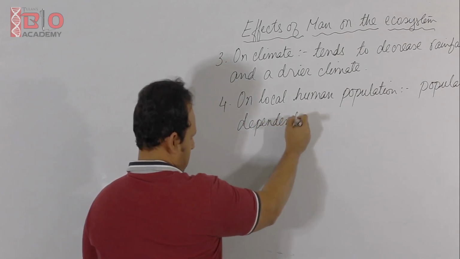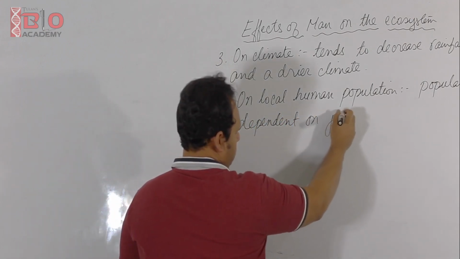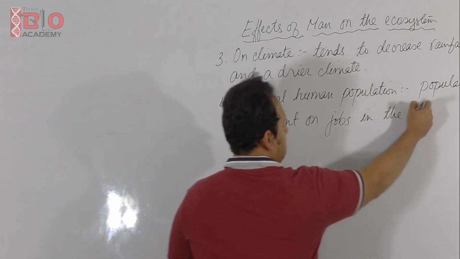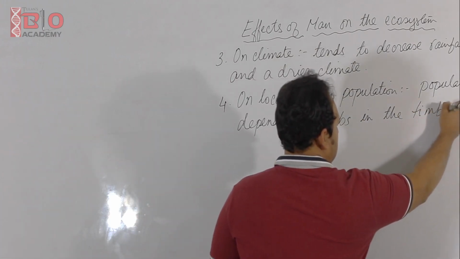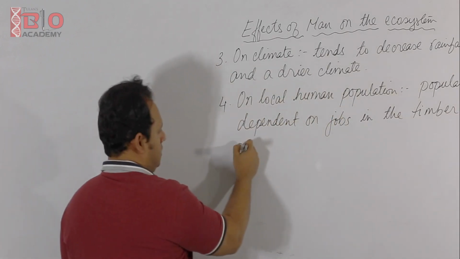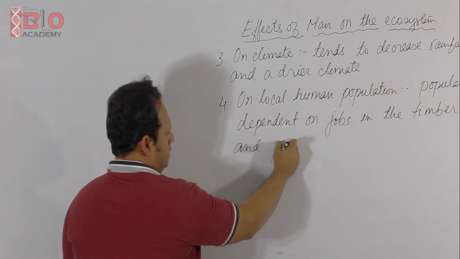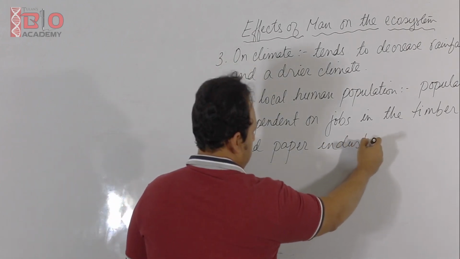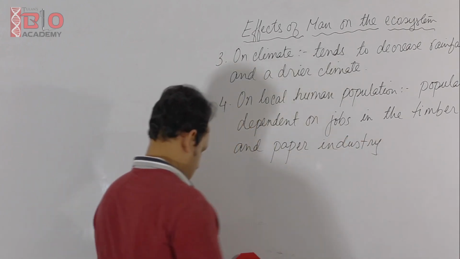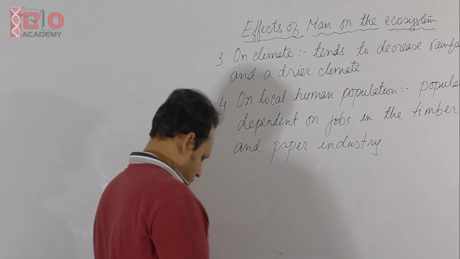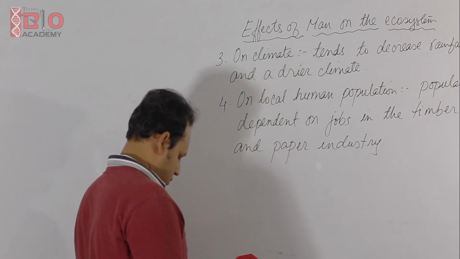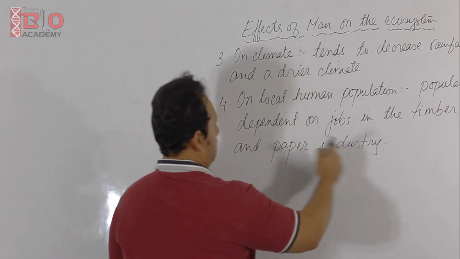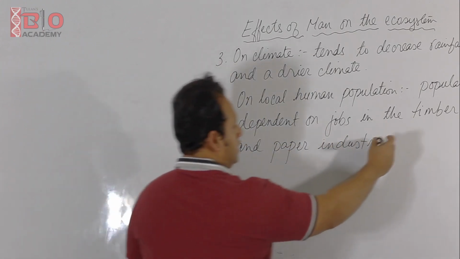So on local human population, the population was dependent on jobs in the timber and paper industry. So this is one way.